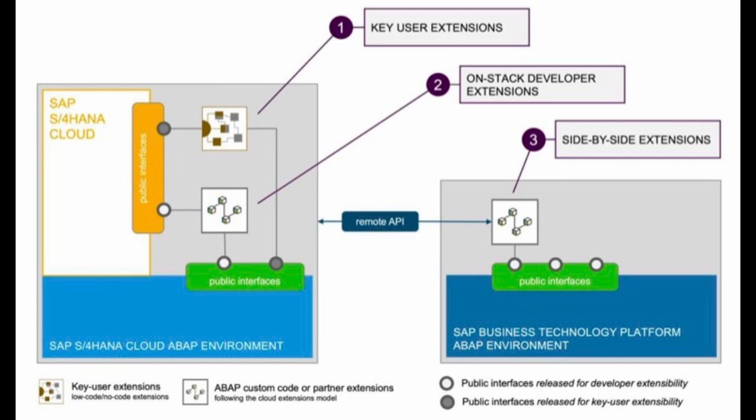Then you've got on-stack developer extensibility, which people often call embedded steampunk. Ah, embedded steampunk, yeah. This is for your pro ABAP developers building extensions that need to be tightly coupled with S/4HANA data or transactions running right there on the S/4HANA stack. And finally, side-by-side extensibility, or just steampunk. This is more for loosely coupled apps, maybe partner SaaS solutions, often running on SAP BTP, the Business Technology Platform. BTP, right. And integrating with S/4HANA using remote APIs like OData services.